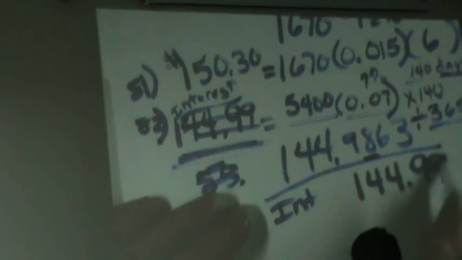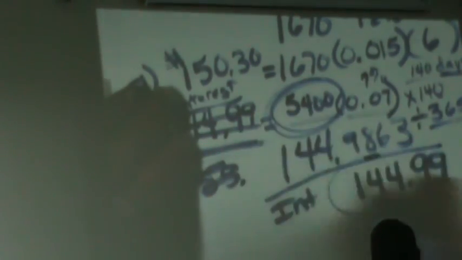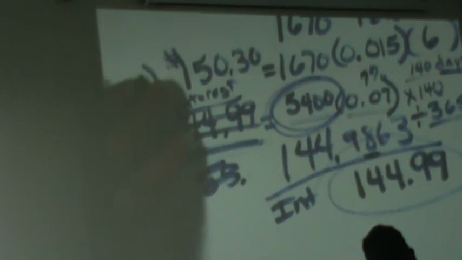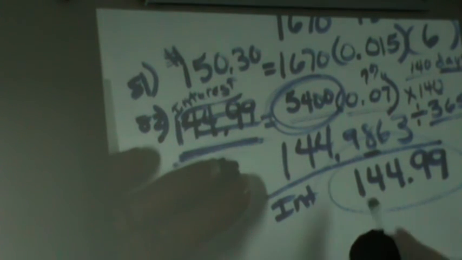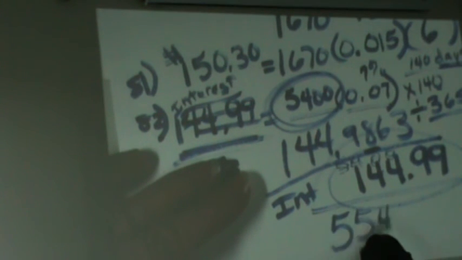Is that what it asked for? No, the total amount. It did not ask for the interest. It said how much do they have to repay in the 140 days. That means you have to pay the principal plus the interest. So it's 5,544.99. So you add 5,400. Yeah. 5,544.99 is the total amount repaid.